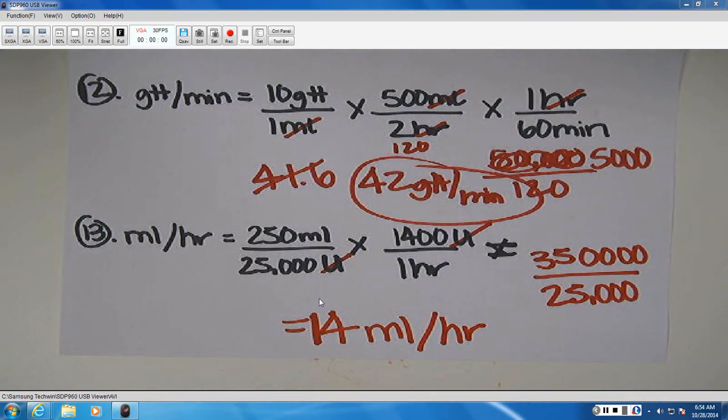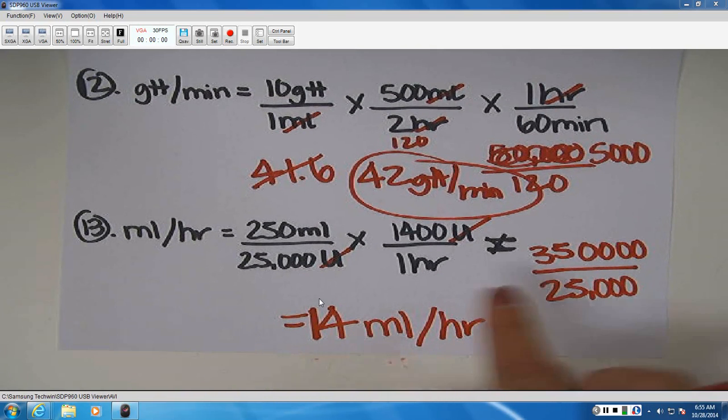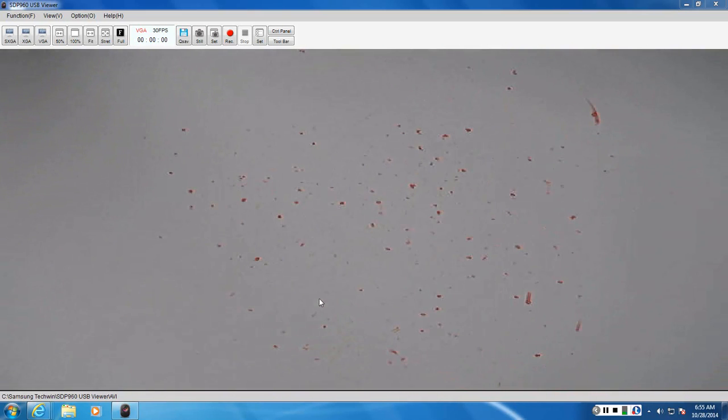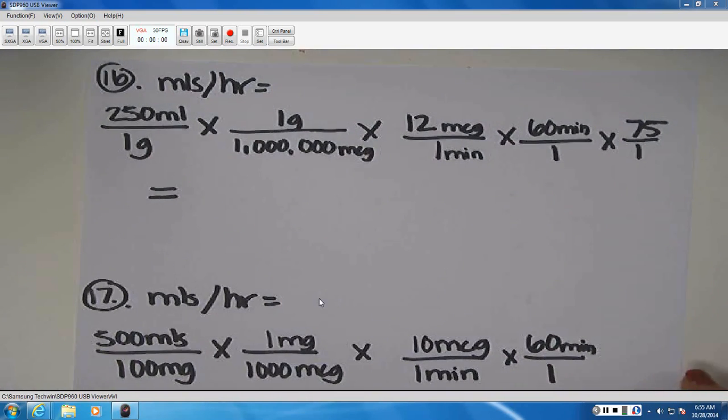So essentially what we just solved for is, the doctor wants us to give 1,400 units of heparin to a patient in an hour. And the concentration of the bag that we have is 25,000 units of heparin in a 250 mL bag. So this is how we know of that bag, if we give 14 mLs per hour, it will equal 1,400 units per hour. Okay. All right, let's do a couple more of these.